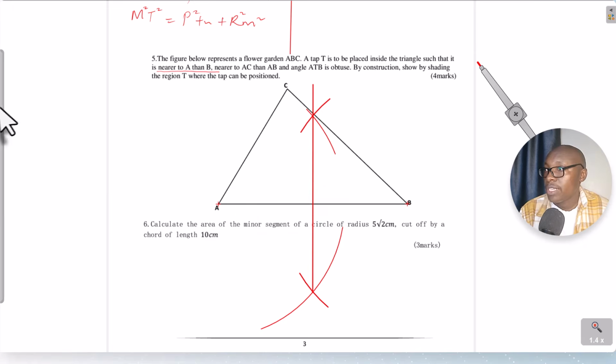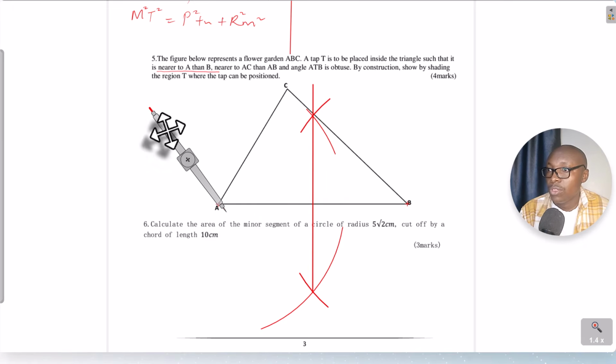Bisecting an angle is very easy. The angle between those two sides is at A, so you stand at A. From there, you mark an arc there with the same radius, and you mark an arc here. That is how you bisect that angle.